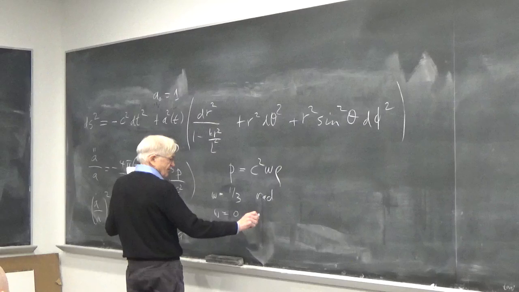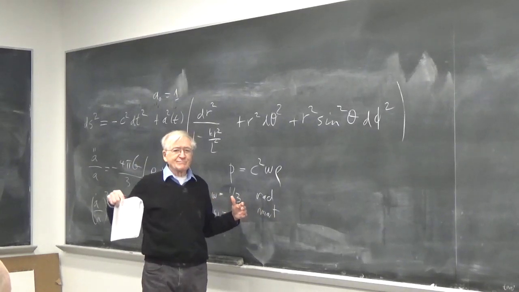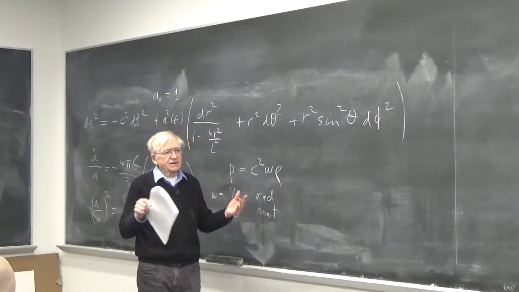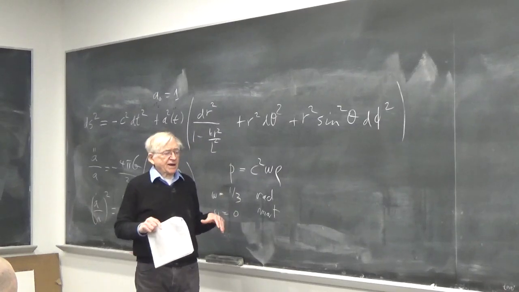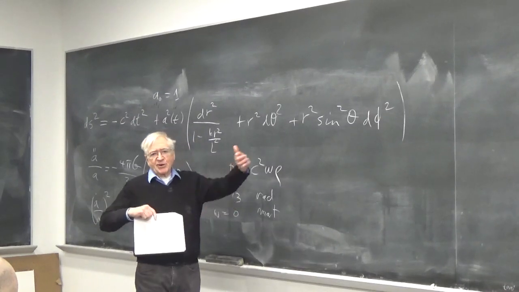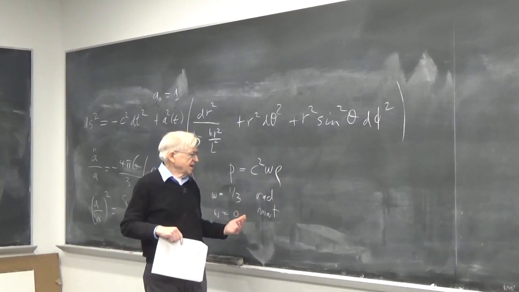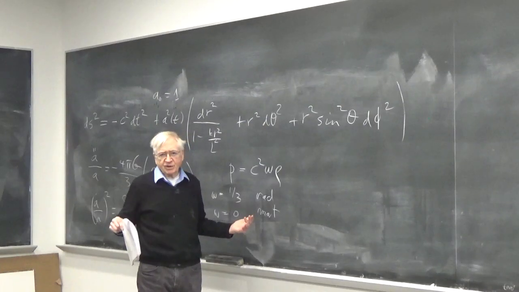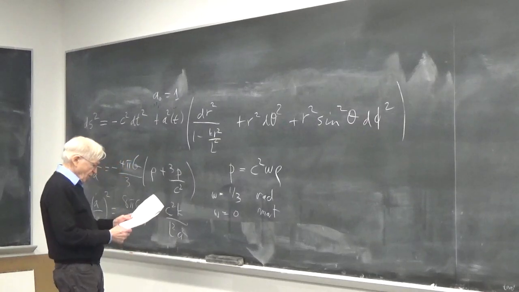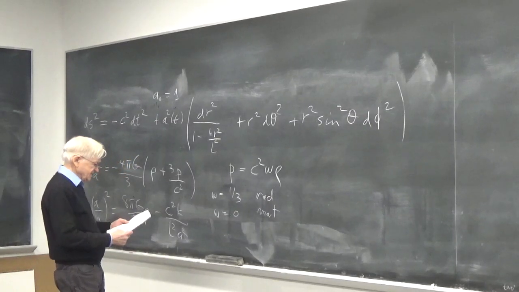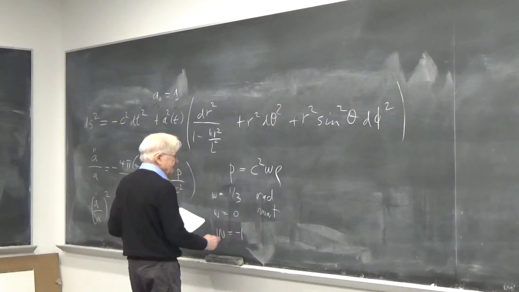W is equal to 0 for matter, and that's because when we think of matter here, we're imagining matter as in the present universe or not too long ago, when the galaxies are separated from each other by millions of light years, and consequently there's no pressure at all. Material particles are just too far away from each other to affect each other, except gravitationally. And for dark energy, W is -1.